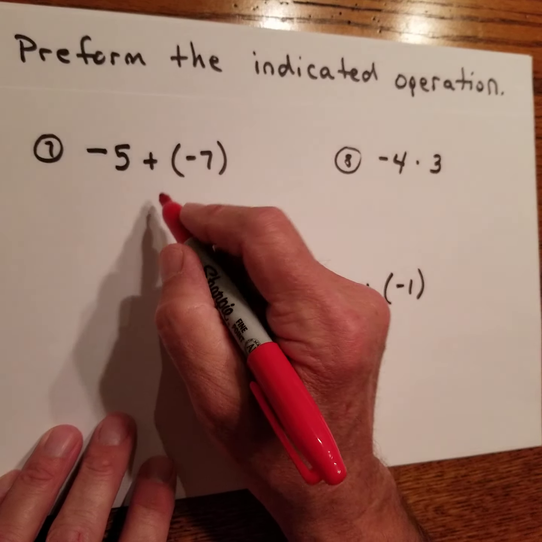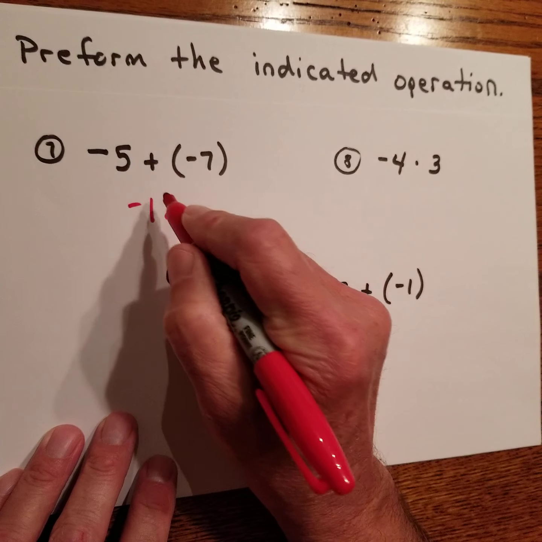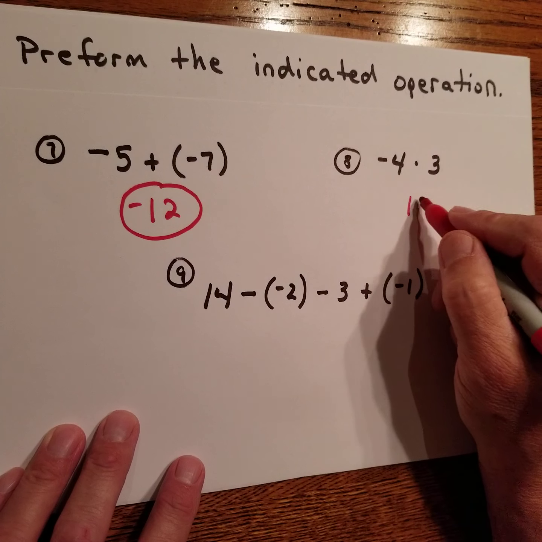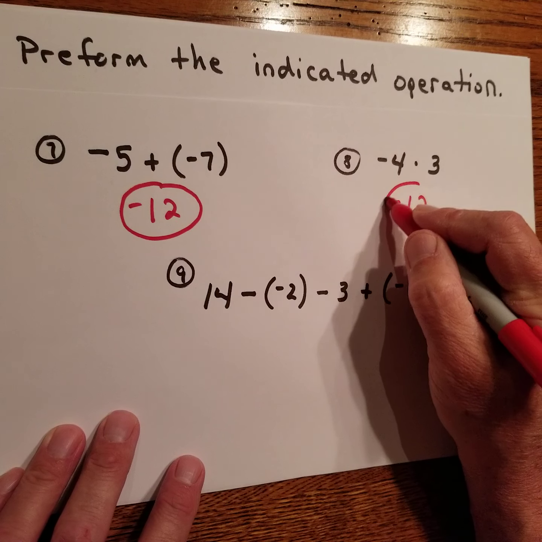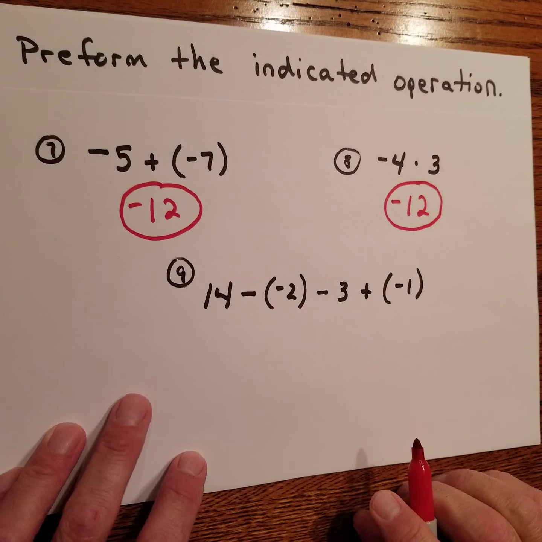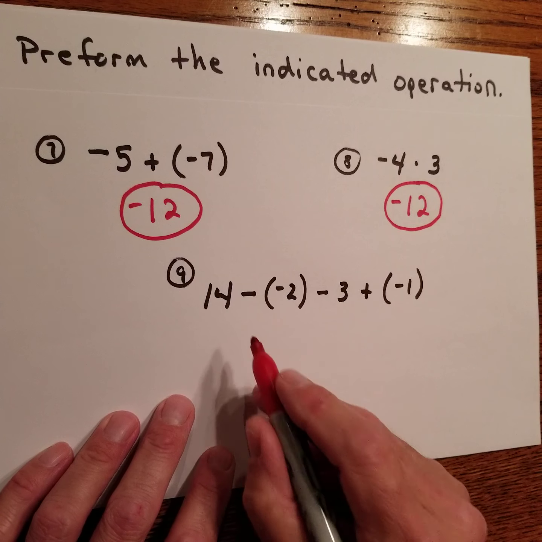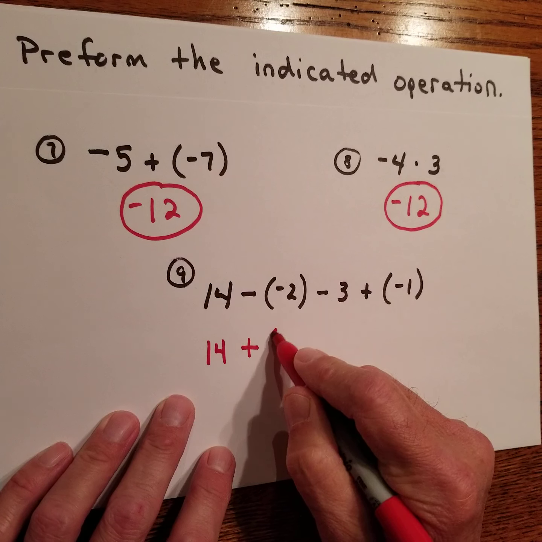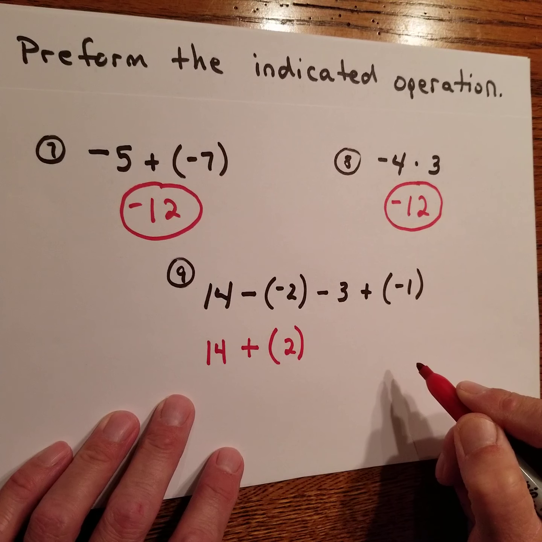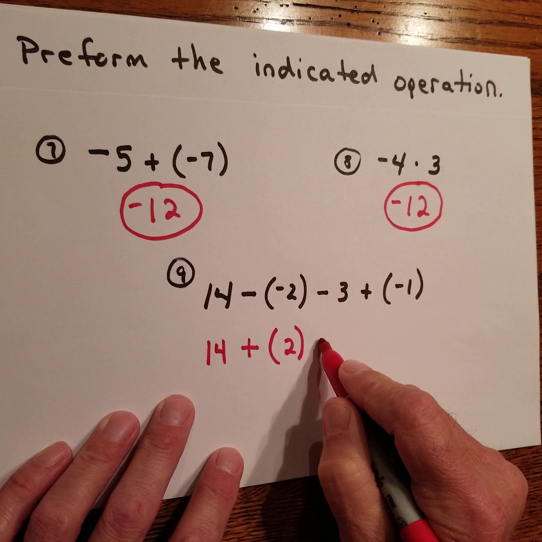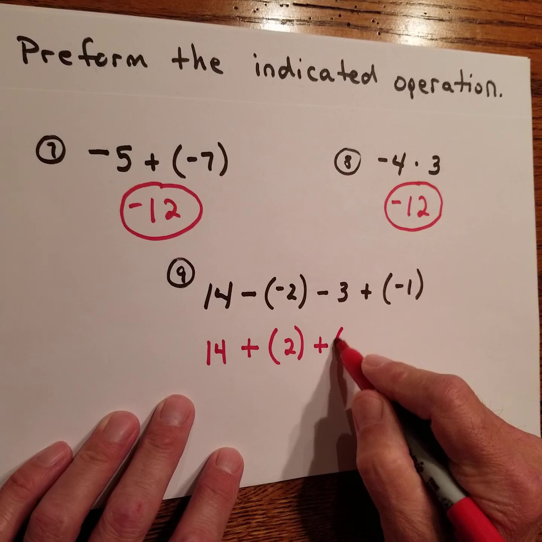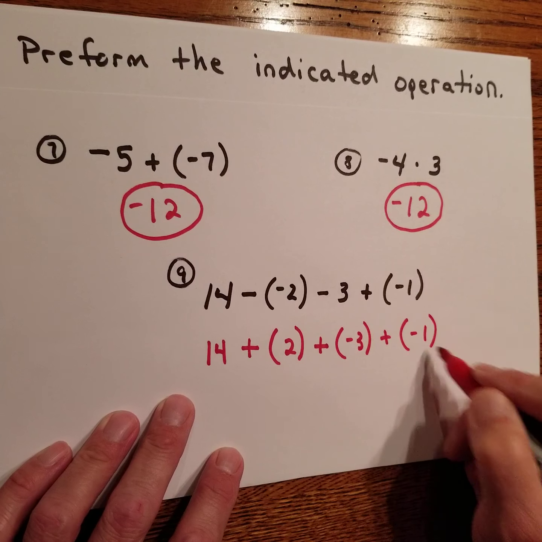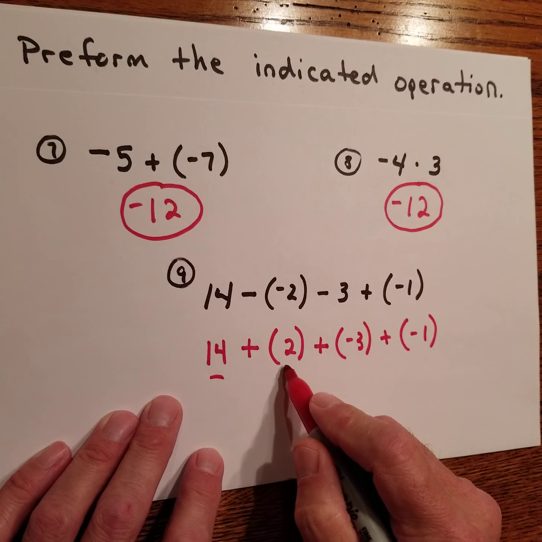When you add two numbers with the same sign, you add and keep the sign. Multiplying a negative times a positive gives an answer that is negative. Here I'm going to change subtraction to addition of the first number and the opposite of the second. Again, change subtraction to addition of the first number and the opposite of the second. Copy addition. Now combine the positives.